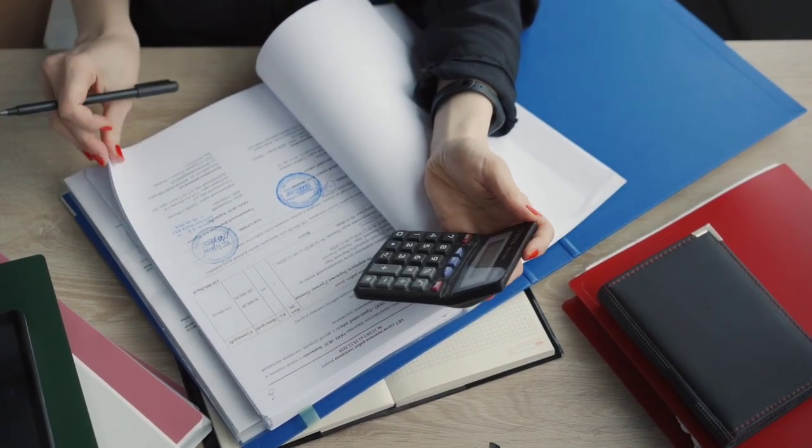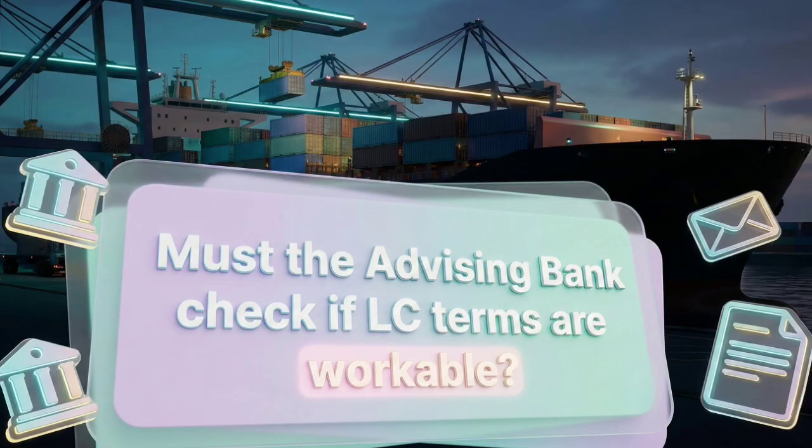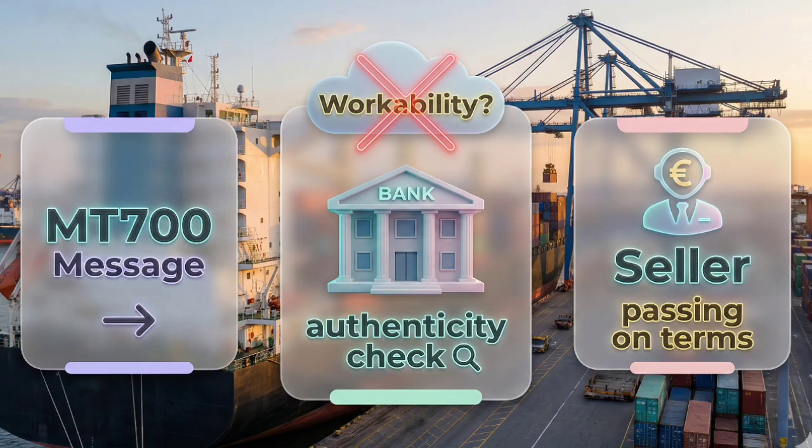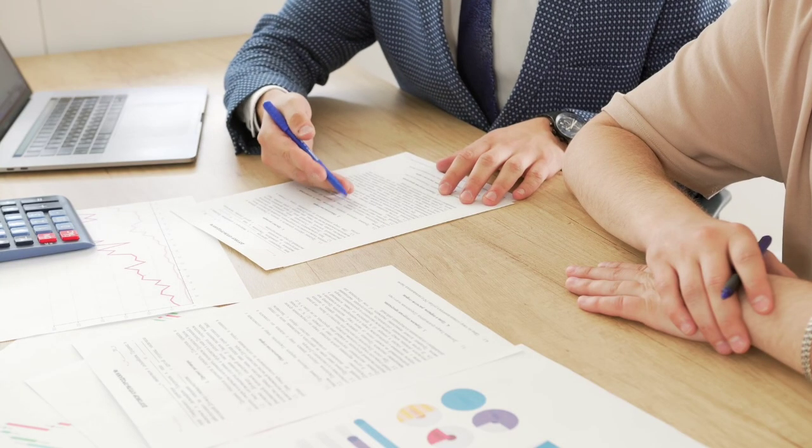Let's think about the seller's bank, which is called the advising bank. When they get the MT700, is it their job to read it and warn the seller if something seems impossible or difficult to do? And the answer here is no. The advising bank's main job is to check that the message seems authentic and then pass the terms on exactly as they received them. The responsibility for making sure the terms are workable falls completely on the seller.